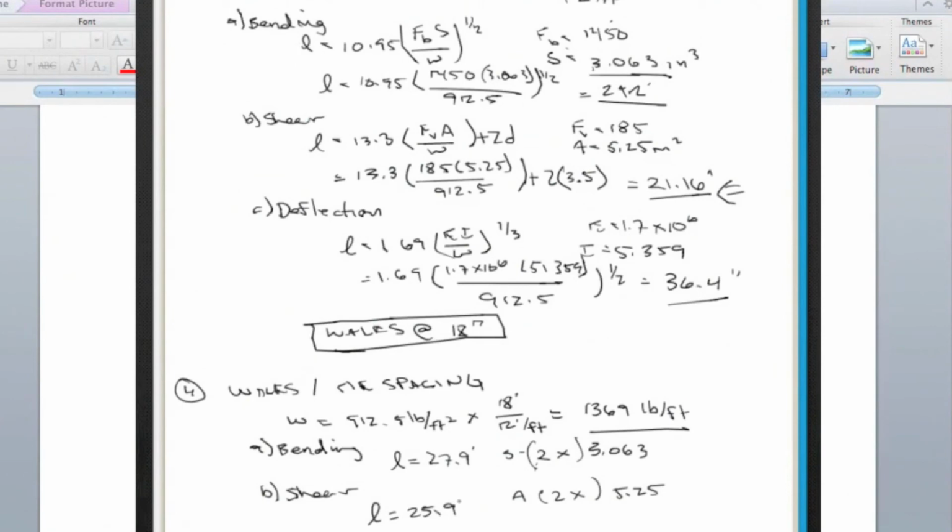And then last is deflection. And for deflection, E is the same. The moment of inertia is going to change to 2 times 5.359. So we get a spacing in deflection of 40.05 inches. So again here, shear governs at 25.9. We'll use ties at 24 inches.